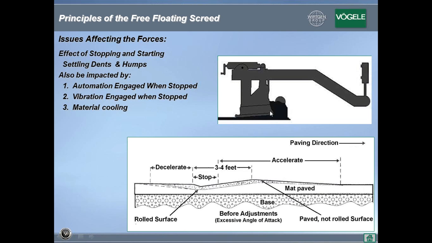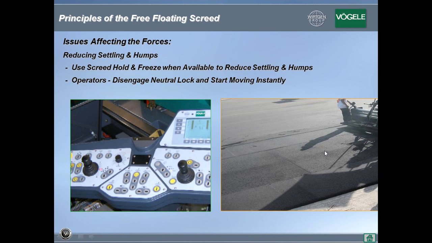That's one. 2, the head of material in front of the screed, depending on how long you're sitting, will get cold and create a higher shear force. So a number of things come together to create a hump in front of the screed. So 1, you get a settling. 2, you get a hump. And depending on how deep the screed settled and how high of a hump you have in front of the screed, your roller generally can't get it smooth. So you will have a dent, you will have a hump, which is bad for smoothness.